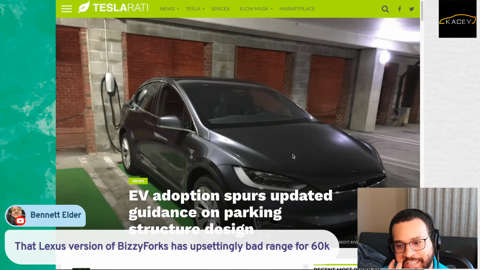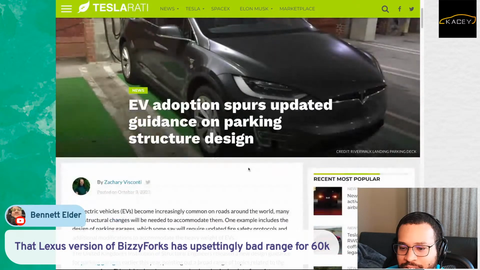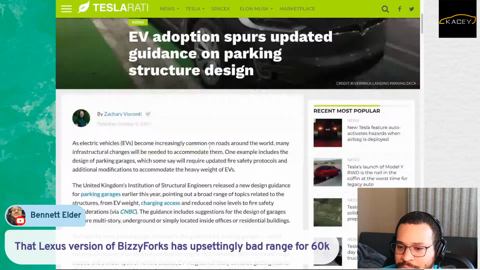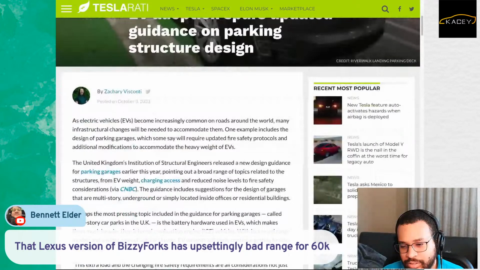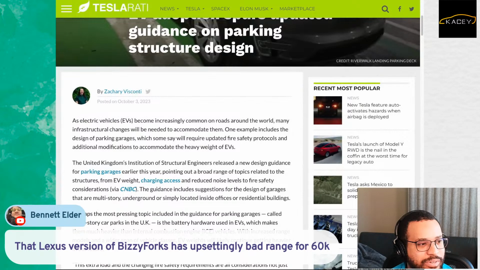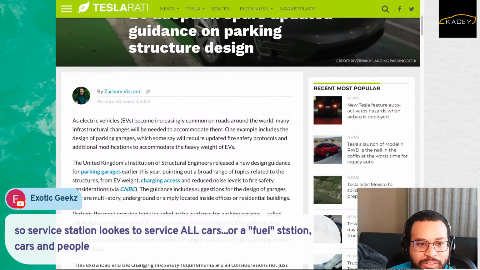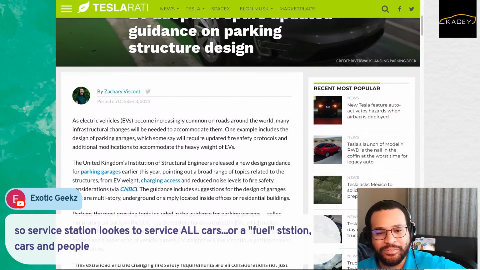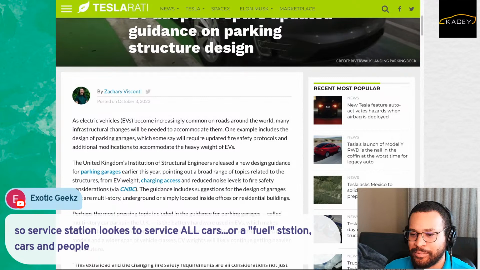Yeah, the Model X. EV adoption spurs updated guidance on parking structure design. So, okay, good. I wrote it down. I wrote interesting assumptions here. EVs will not continue to bulk up on the whole, regardless of what this entity suggests. It's past time to update the regs, though, ICE or EV. Exotic Geek says so. Service station looks to service all cars, or a fuel station. Cars and people. Yeah, exactly. They're living up to their name.